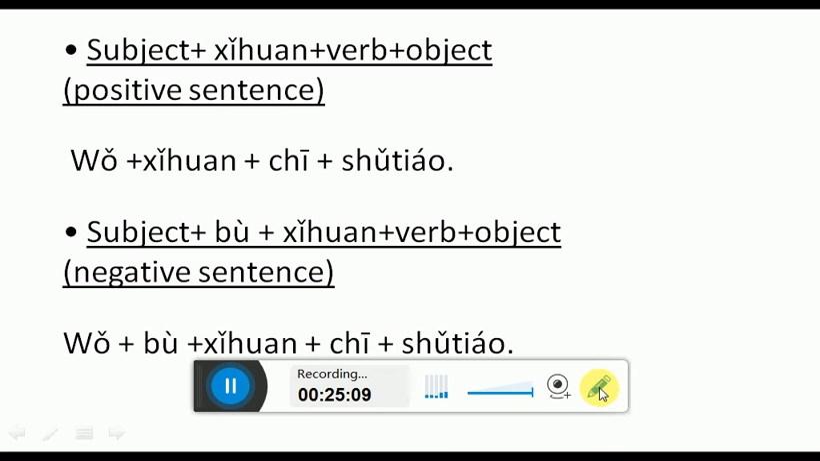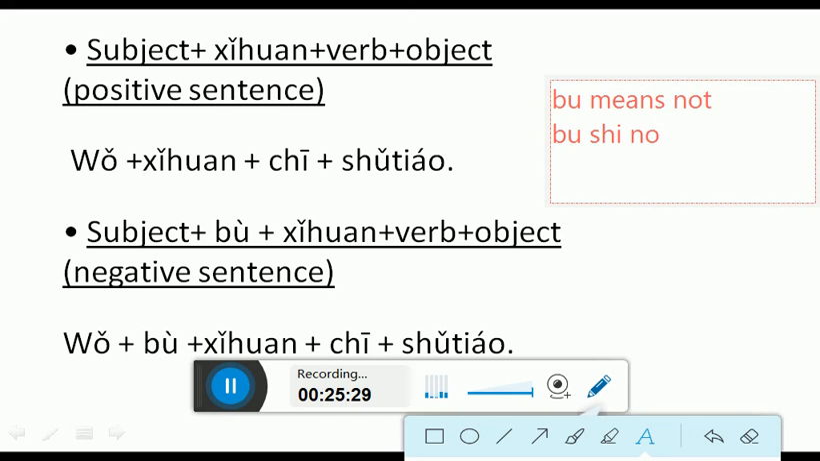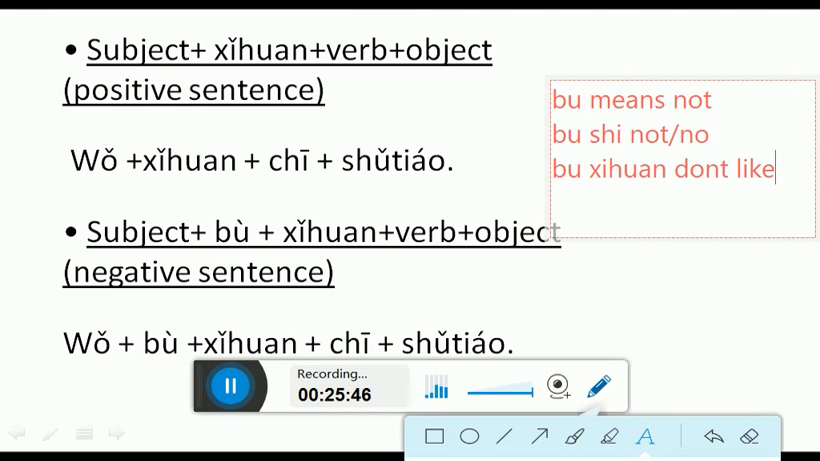Bu means not, no. Bu xihuan, don't like. Wo bu xihuan chi shu tiao.